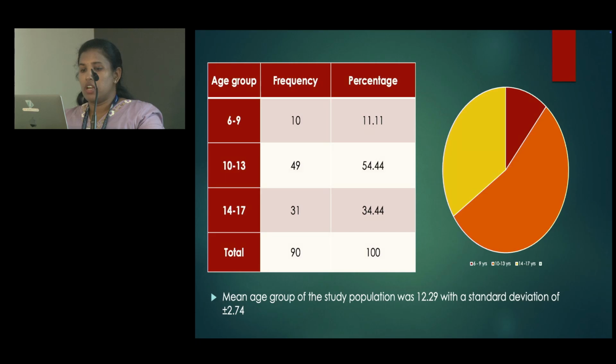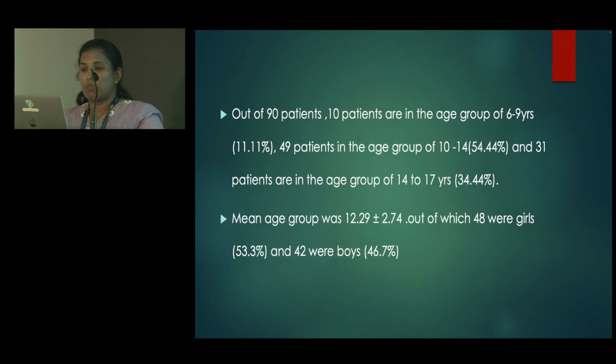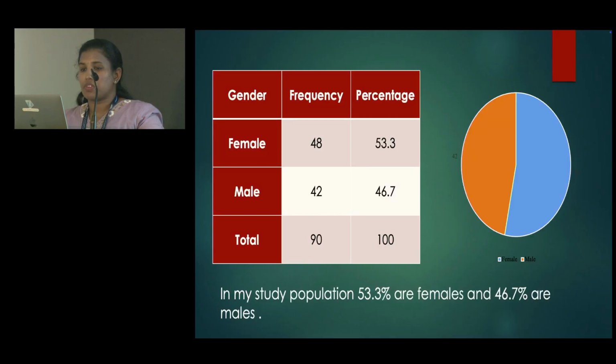Results and discussion. The mean age of the study population was 12.29 with a standard deviation of plus or minus 2.74. Out of 90 patients, 10 patients are in the age group of 6 to 9 years, 49 patients in the age group of 10 to 14, and 31 patients in the age group of 14 to 17 years. In my study population, 53.3% are females and 46.7% are males.